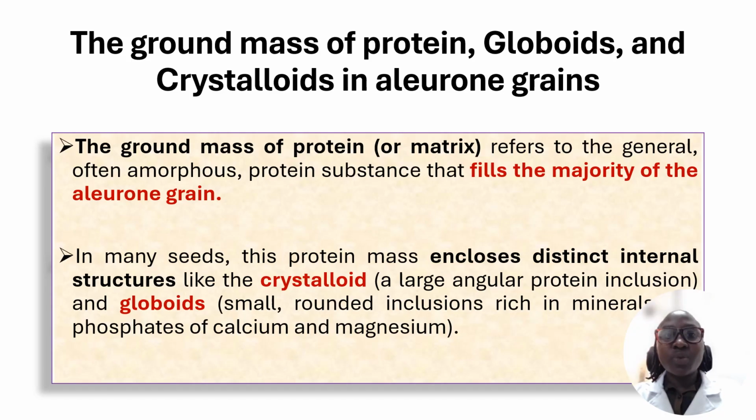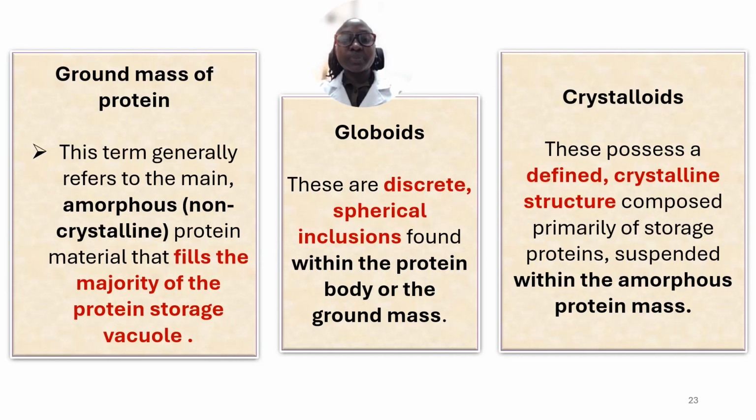So in some cases, we remember we discussed that some proteins may not have crystalloids, may not have globoids. In those cases, it's only the ground mass of protein that is within the aleurone grains. So in many seeds, this protein mass encloses distinct internal structures like crystalloids and globoids. And when we talk of a ground mass protein, this generally refers to the main non-crystalline protein material that fills the majority of the protein storage vacuole. That is the aleurone grain. It fills the aleurone grain.